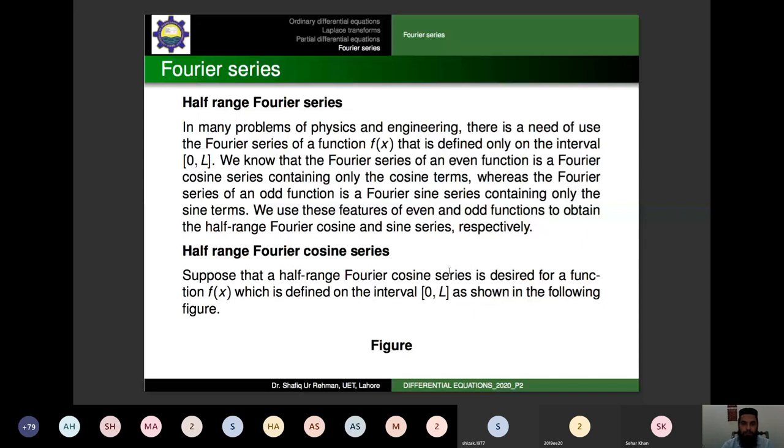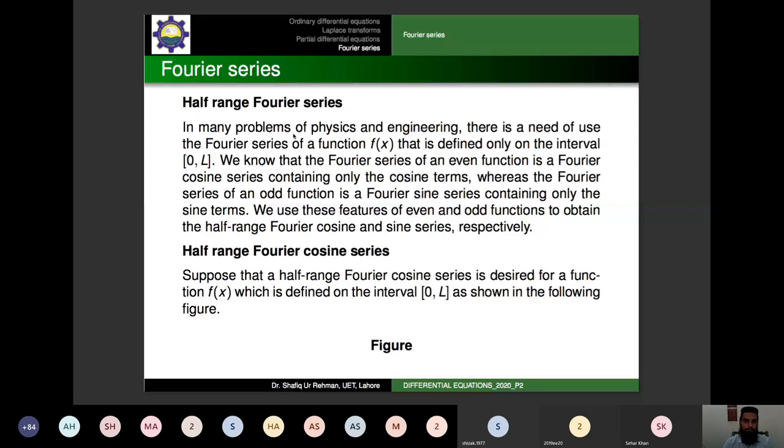We will talk about this later. For even function, series will involve cosine terms. For odd function, series will involve only sine terms. All right, so we are going to talk about half-range Fourier series. It's half of the interval. And then how do we cope up with the idea of an even or odd function?